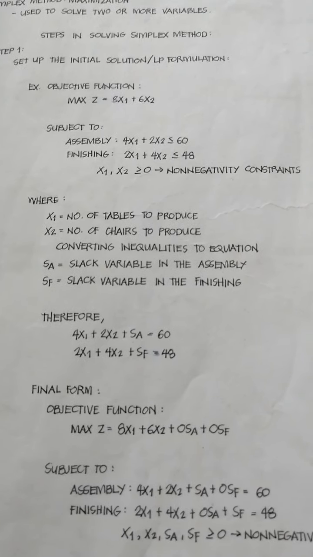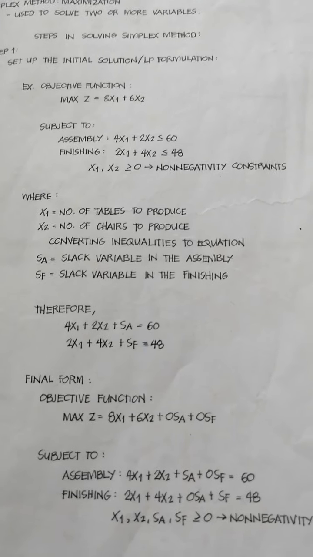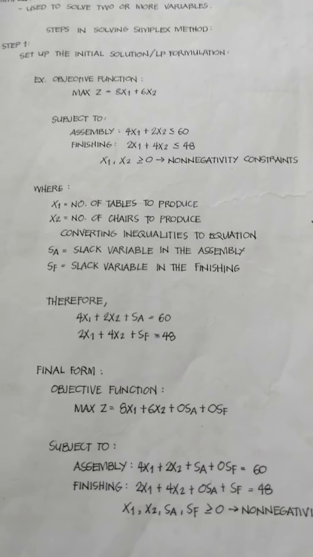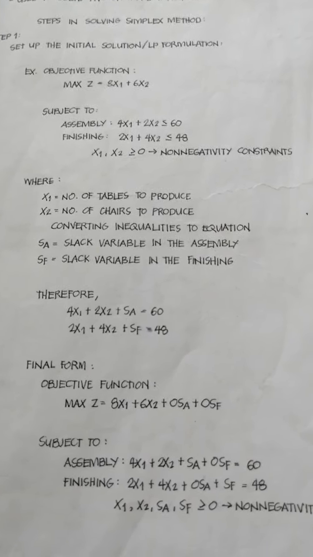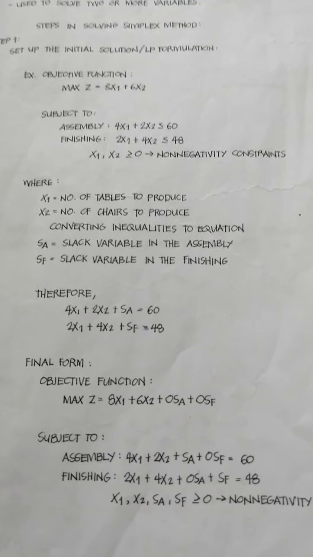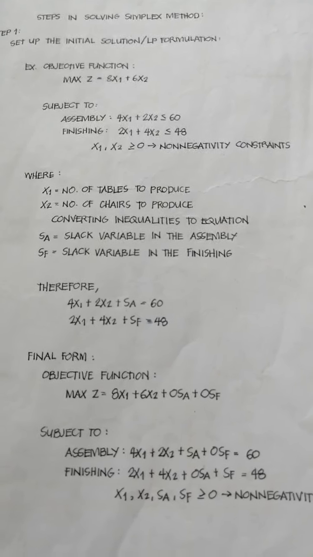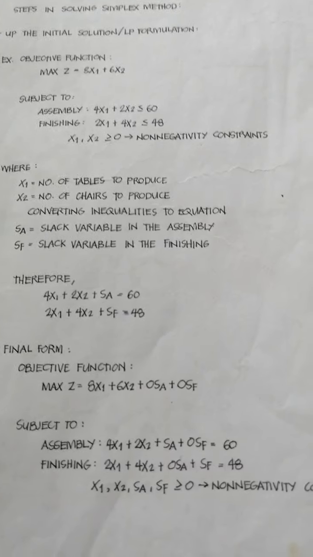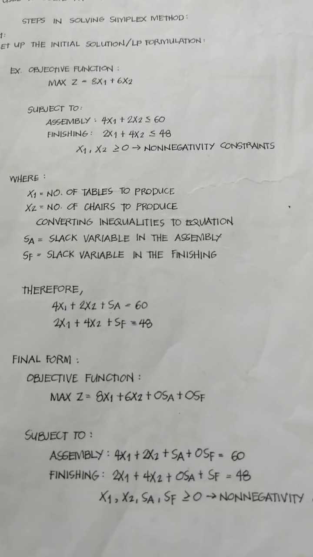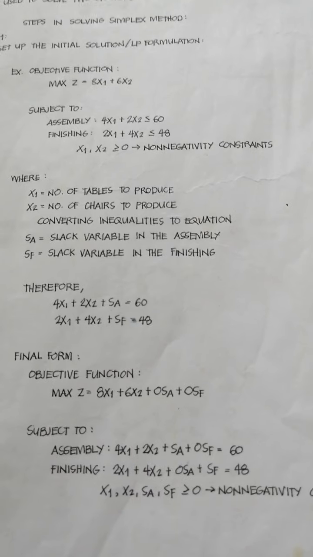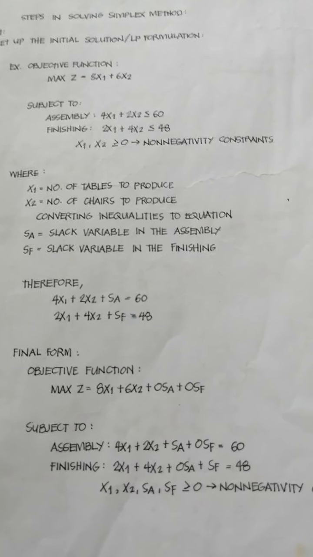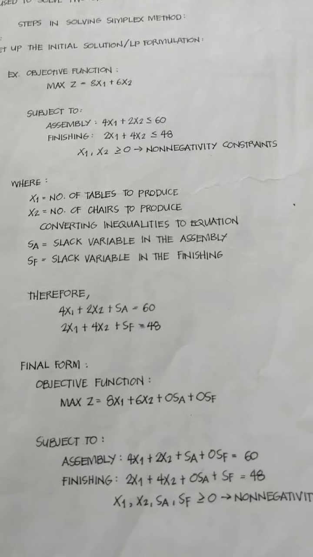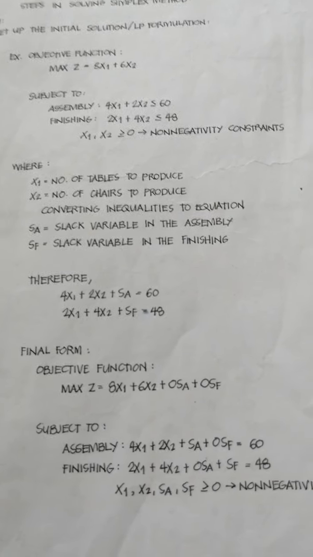The same thing with graphical, you have to set up the initial solution and formulate the LP model. So I use the same example as what we have in the graphical maximization. So the objective function is to maximize the total profit, which is equal to 8x1 plus 6x2, subject to the following constraints: the assembly and finishing. 4x1 plus 2x2 is less than or equal to 60, and finishing is 2x1 plus 4x2 is less than or equal to 48. And the non-negativity constraint, which is x1 and x2 should be greater than or equal to 0.